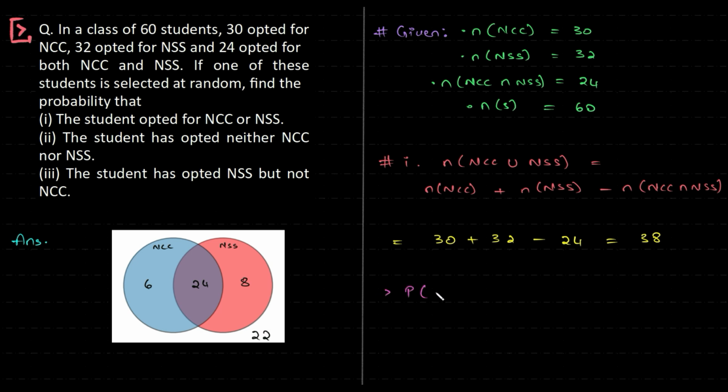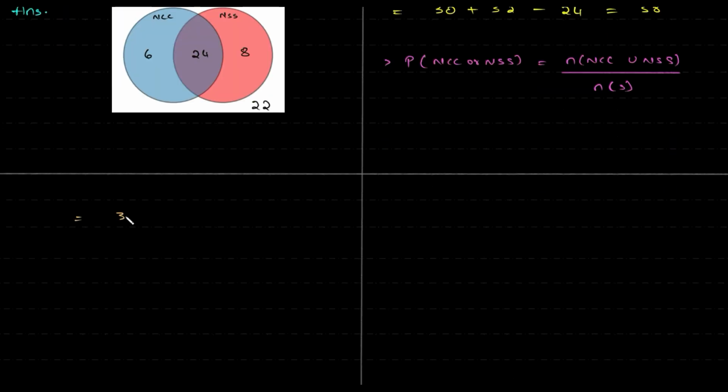Now, same question actually. Probability that the student opted for this or that would be, or not probability, sorry, number of people from NCC and NSS and the total number of people in the class. So that is 38 by 60. 38 by 60. So this is 19, right? 19 by 30.